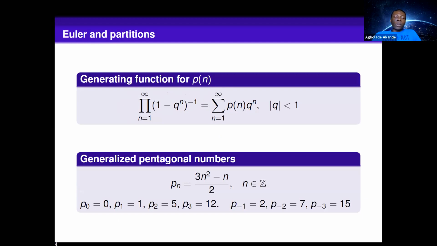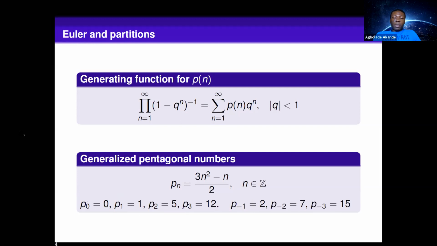Pentagonal numbers are usually written in this form, 3n squared minus n over 2, where n is an integer. The pentagonal numbers are usually looked at with positive index, like p of 1, p of 2, p of 3 is 1, 5, 12, but there are also pentagonal numbers of negative index, like p of negative 1 is 2, p of negative 2 is 7, p of negative 3 is 15, and of course, index 0 gives 0.